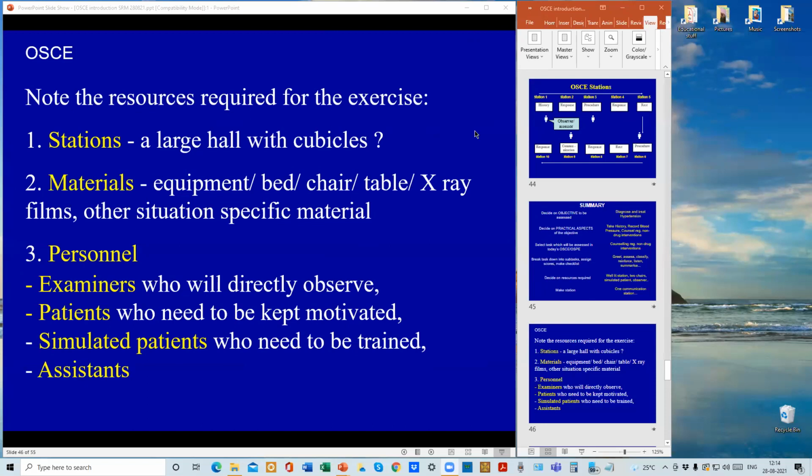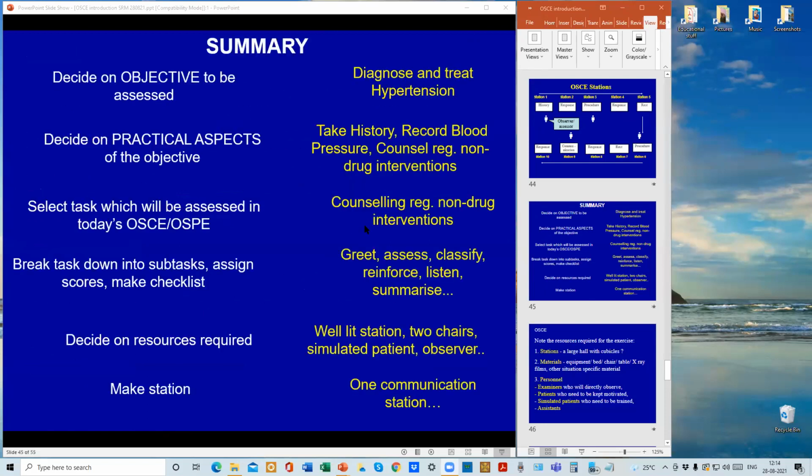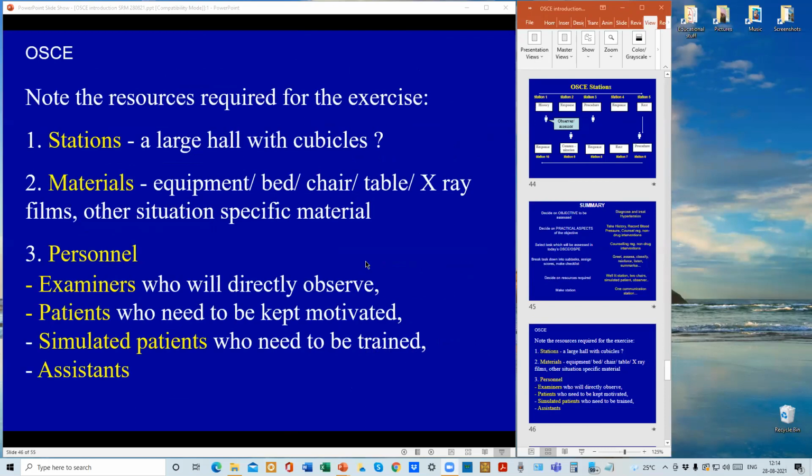I'll continue from where I was, which is here. Let me just go back here. This is where I was when we stopped, summarizing an example of an educational objective with respect to hypertension. We were at the resources required. We need a large station. We need materials. And I was at the examiners and the patients. I was talking about the patients when we stopped.